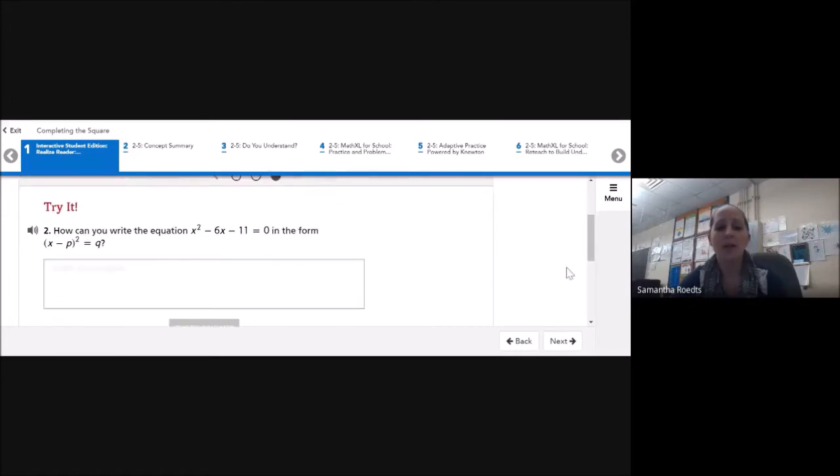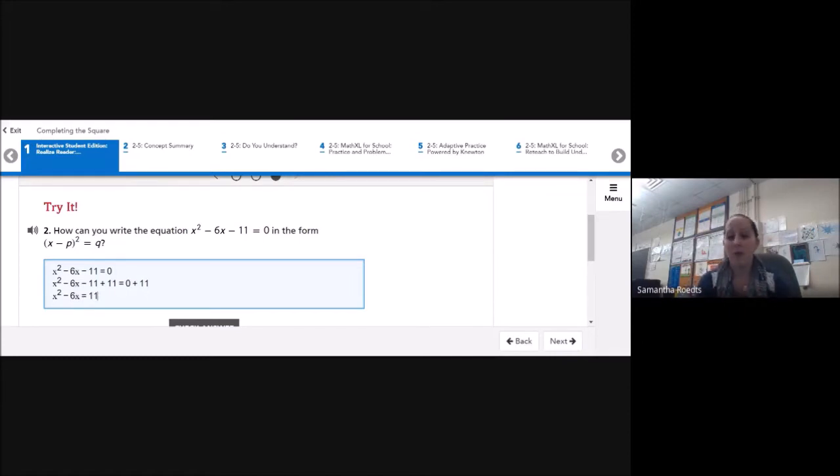So how can you write the equation x squared minus 6x minus 11 equals 0 in the form x minus p squared equals q? So the first thing that I want to do is I'm going to rewrite this expression. It's set equal to 0 right now. I want to have all the x's on one side and all my constants on the other side. So in order to do this, I need to add 11 to both sides. So I have x squared minus 6x minus 11 plus 11 equals 0 plus 11. So this gives me x squared minus 6x equals 11.